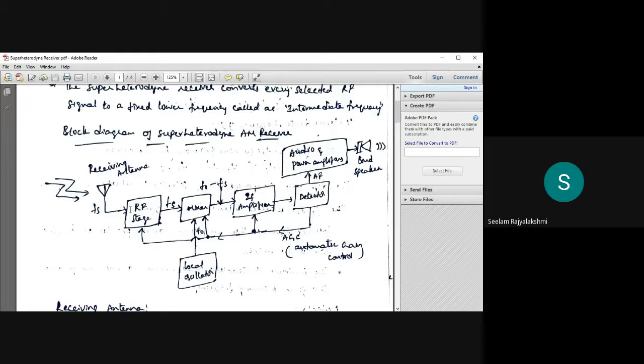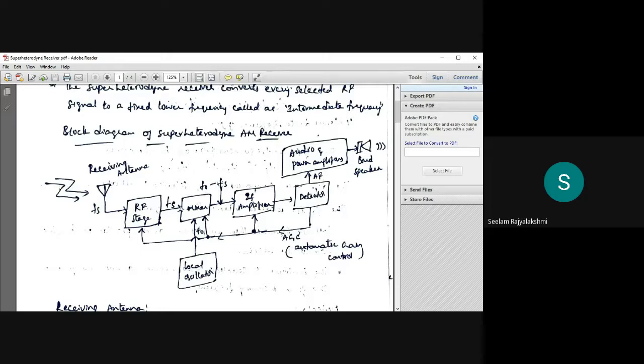That means the radio frequency stage, or radio frequency amplifier, selects the required signal and rejects all the other signals, and it reduces the effect of the noise. And the desired output frequency signal, let it be Fs.